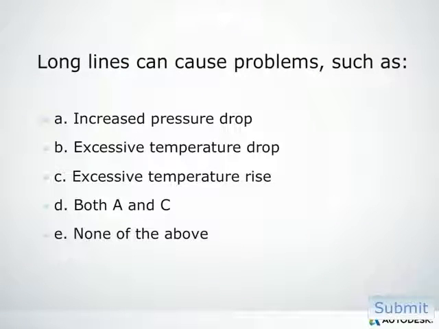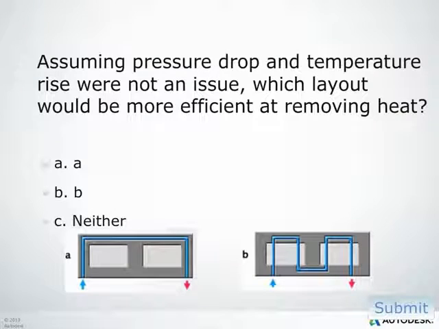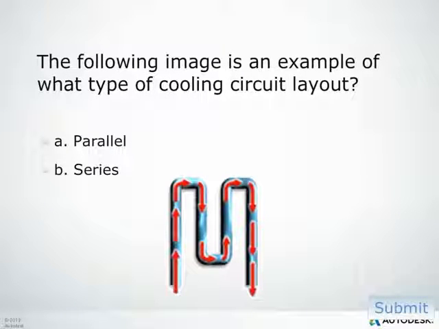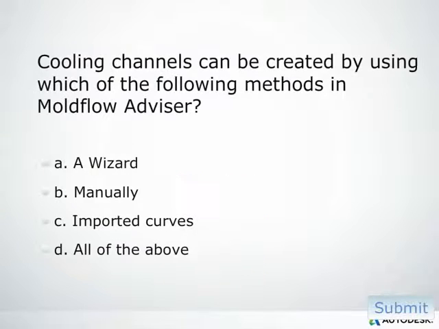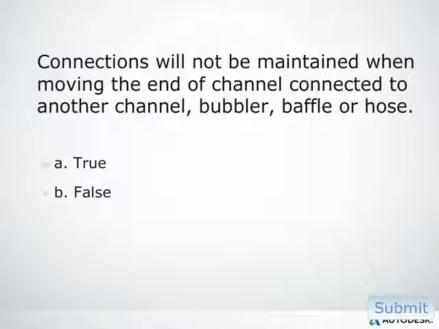Long cooling circuit lines can cause problems such as assuming pressure drop and temperature rise were not an issue. Which layout would be more efficient in removing heat? The following image is an example of what type of cooling circuit layout. Cooling channels can be created by using which of the following methods in Moldflow Advisor. Connections will not be maintained when moving the end of a channel connected to another channel, bubbler, baffle, or hose. True or false?